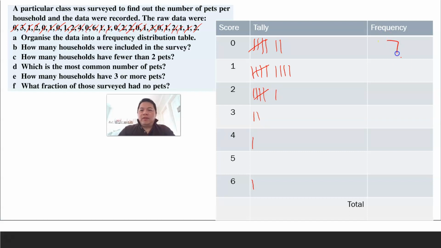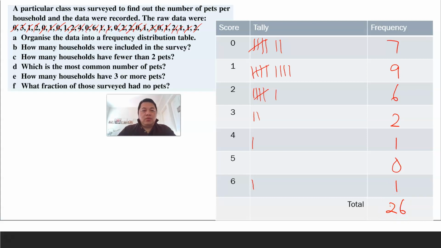So this will be 7, this will be 9, this will be 6, this is 2, this is 1, this is 0, and this is 1. And the total, you can count: 2, 4, 6, 8, up to 26. You should have 26 here. Let's add it up: 16, 22, 23, 24, 25, 26. That's right, so it seems like the data collected is correct.